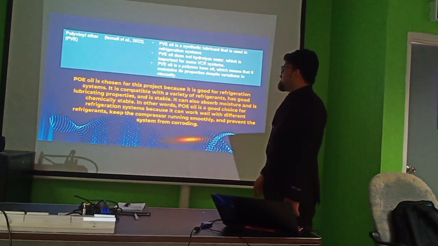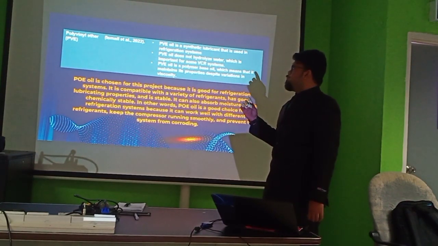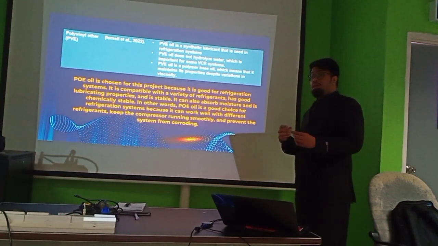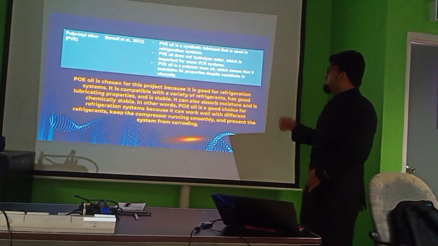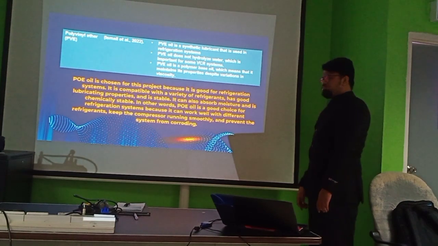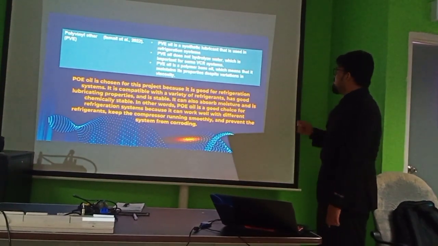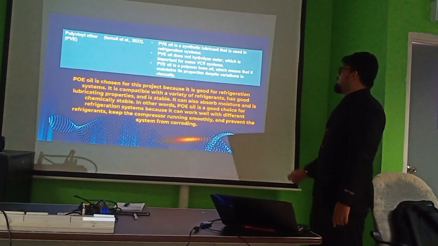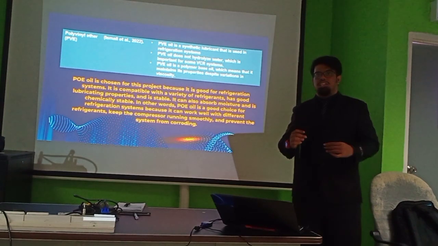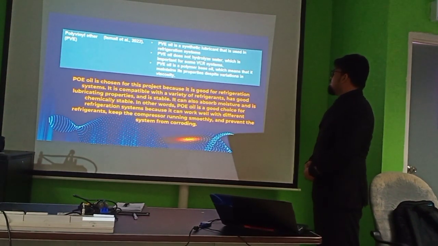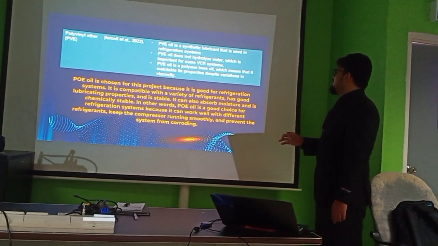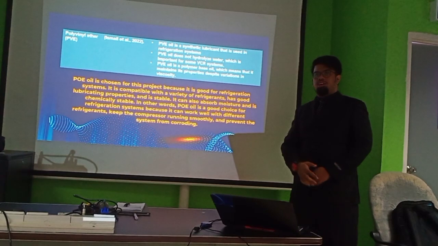The other compressor oil that I reviewed based on the article is polyvinyl ether, or we can say PVE oil. So this PVE oil is a synthetic lubricant used in refrigeration systems. But PVE oil does not absorb water, which is sometimes important in a refrigeration system. So PVE oil is a polymer-based oil, which means that it maintains its properties despite variation in viscosity.